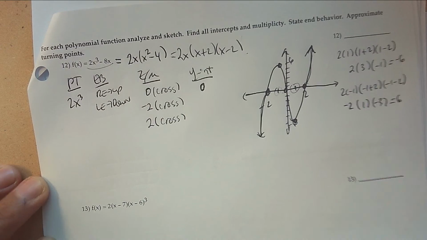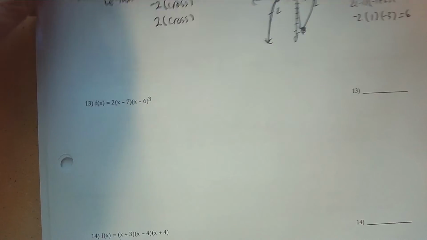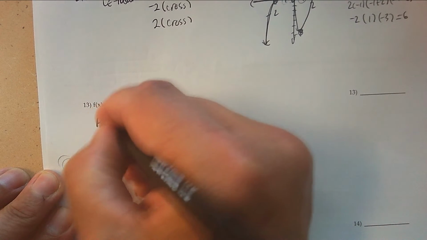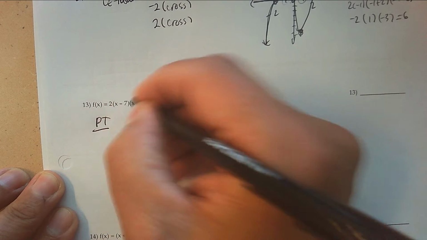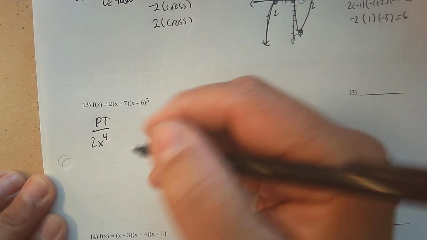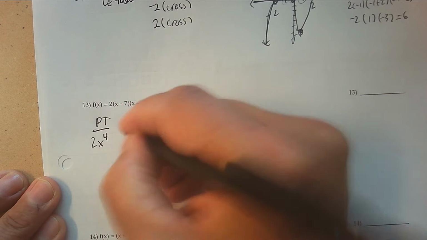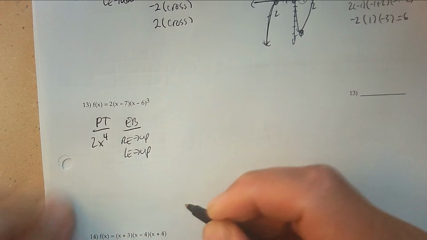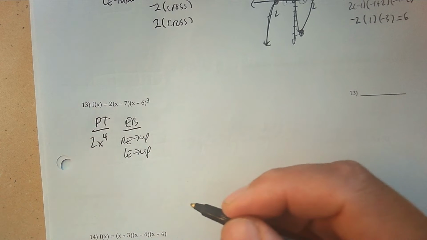So again, press pause anytime you want, and then you can do the work you need to do. For 13, it's factored already for us, so we'll get started. Power term is by multiplying 2 times x cubed, so that's 2x to the 4th. The end behavior, the right end is going up, the left end is also going up. Notice it's positive with an even exponent.